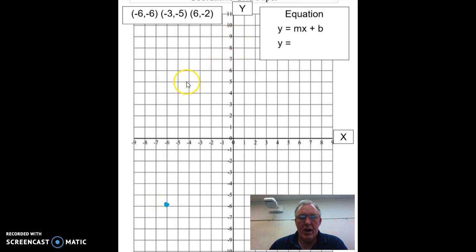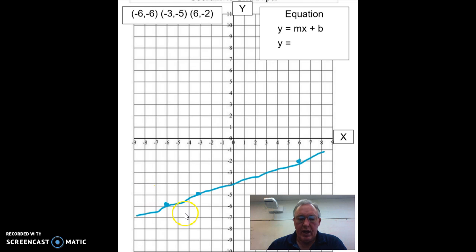Okay. And then the next coordinate grouping is (-3, -5). Again, along the x, we'll go -3 since that's the first number. And -5. Put a point. And finally, we have (6, -2). So here we're going to go to the positive side of x, but the negative side of y, and we're going to put a point right there.